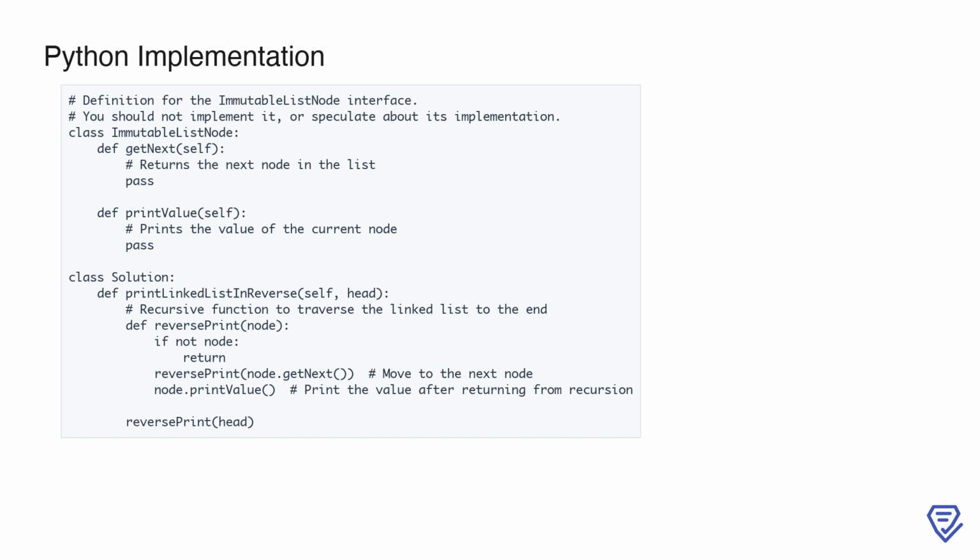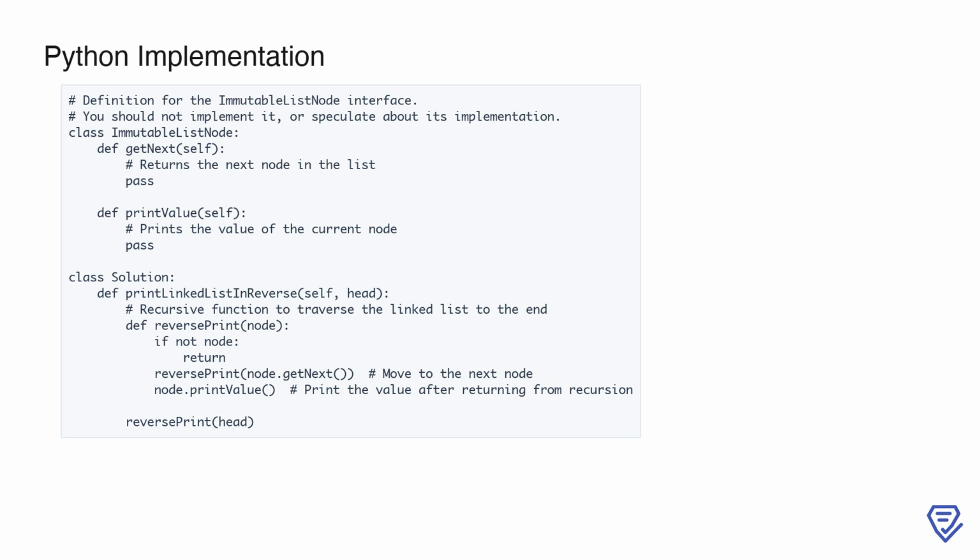4. Efficiency. Since the recursion depth is proportional to the length of the list, O(n), and each recursive call involves a constant amount of work, the time complexity is O(n). The space complexity is also O(n) due to the call stack.